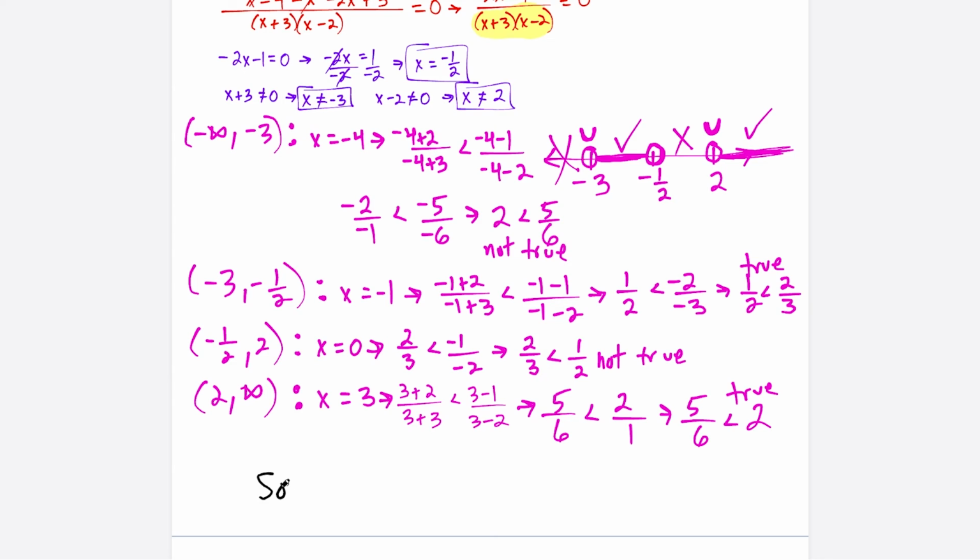So our solution here, we could just say, is going to be built by two intervals. We have the interval from negative 3 to negative half, and then we write union, and the next interval is the interval from 2 to infinity. So this is our solution.